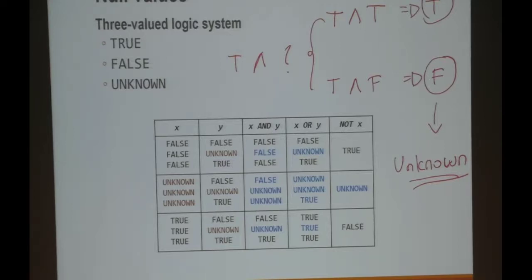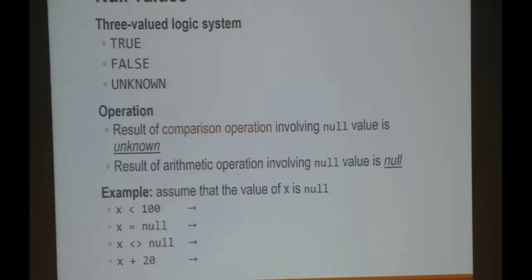So any questions on this? Now we look at what kind of operations you can do with unknowns, and that's already the kind of result that you will expect. When you compare two values involving unknown or null, the result will be unknown. Again, I can demonstrate with something like this.